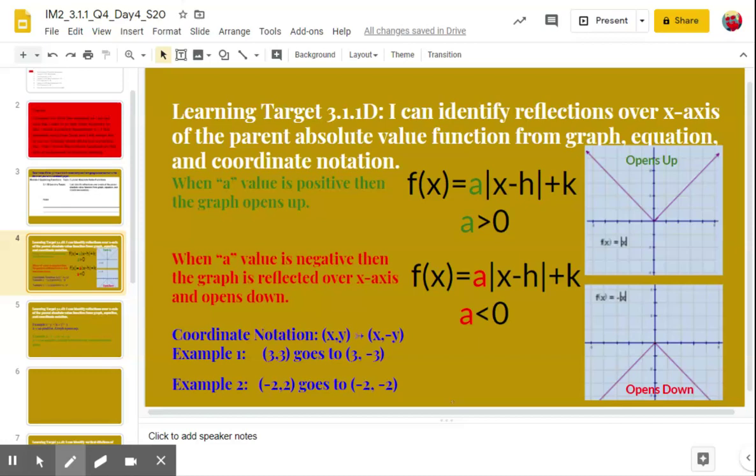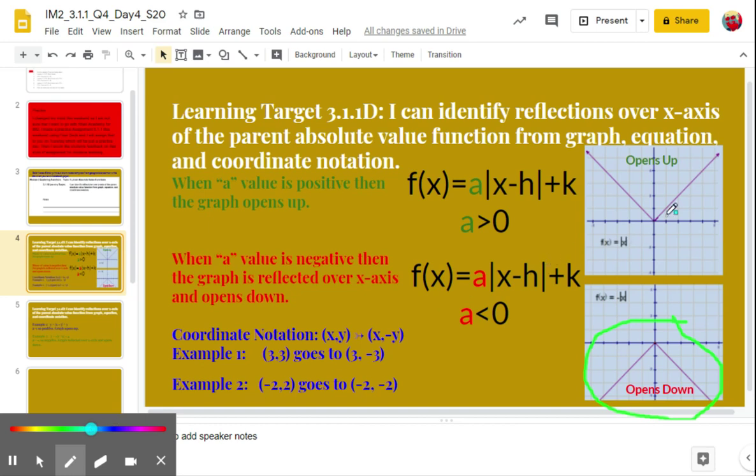All right, let's talk about identifying a reflection over the x-axis for our absolute value functions. With the graph, it's real simple. If the graph opens up, there has not been a reflection over the x-axis. If the graph opens down, like this one down here, well, that is a reflection over the x-axis. And what exactly happened here?